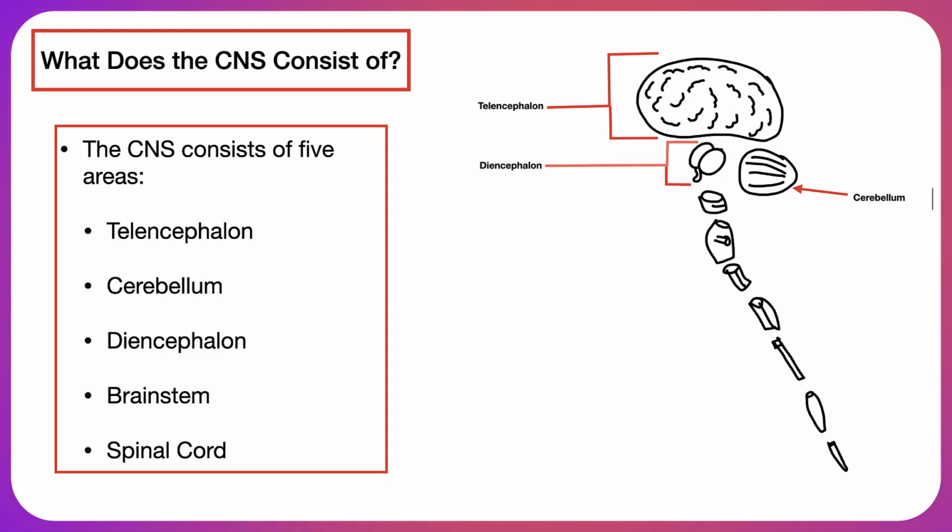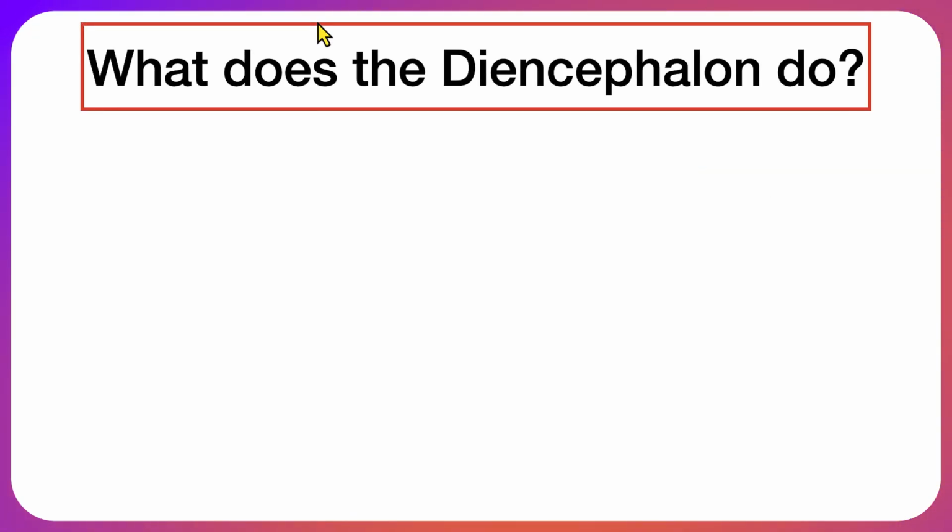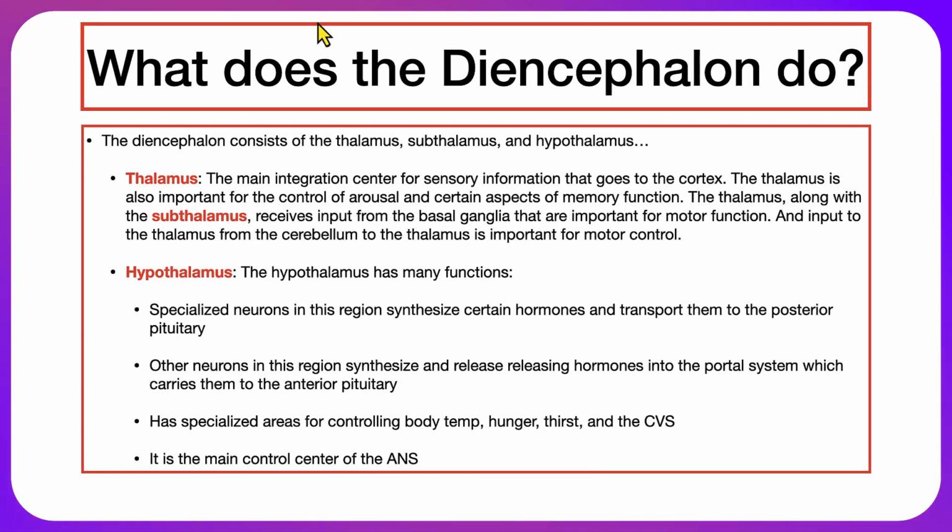So the diencephalon is going to be represented by this structure here on this figure. So what does the diencephalon do? The diencephalon, first of all, is going to consist of 3 different structures. The first is the thalamus, the second is the subthalamus, and then the third is the hypothalamus.